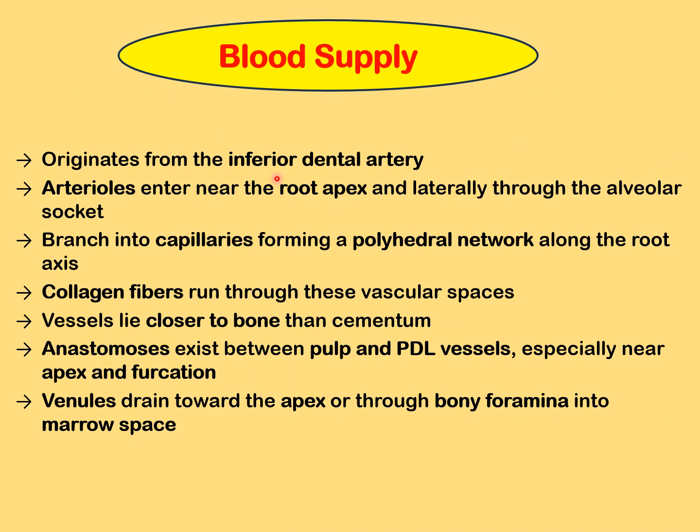So coming to the blood supply of periodontal ligament, the PDL gets its blood supply from the inferior dental artery. The arterioles enter near the root apex through the alveolar bone, branching into capillaries that form a network along the root. The collagen fibers run between these vessels, which lie closer to the bone than cementum. There are connections between the PDL and the pulp near the apex and furcation area. And the venules drain blood back through the apex and or the bone marrow spaces.